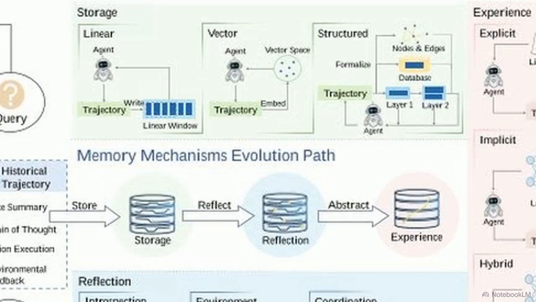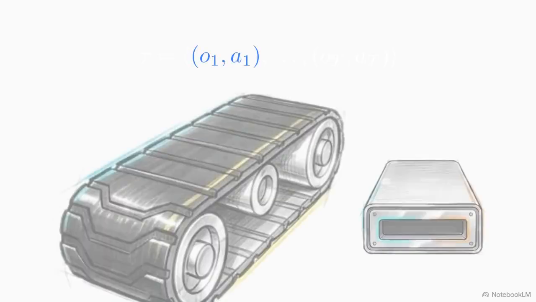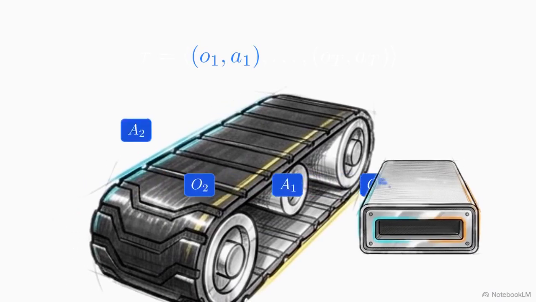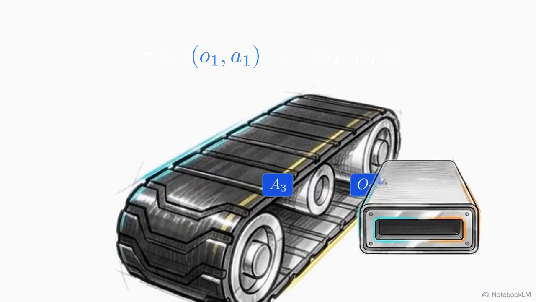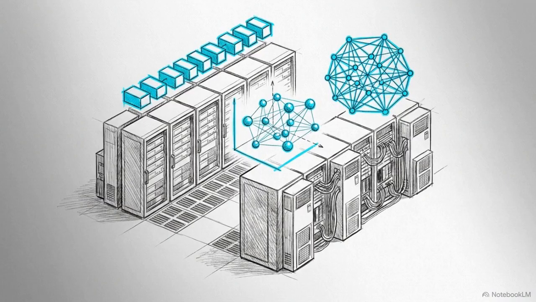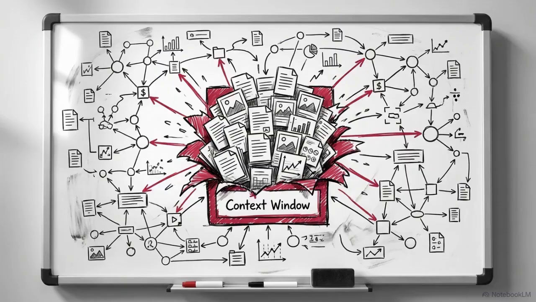The foundational layer of this architecture is storage. At this stage, the system's sole objective is the high-fidelity preservation of interactions. This equation formalizes raw storage. It records memory as a trajectory, a strict chronological sequence of observation and action pairs written to the drive exactly as they occurred. To process this massive influx of logs, engineers utilize linear context windows, vector spaces, and structured topological networks. But relying purely on storage introduces a severe mathematical bottleneck.